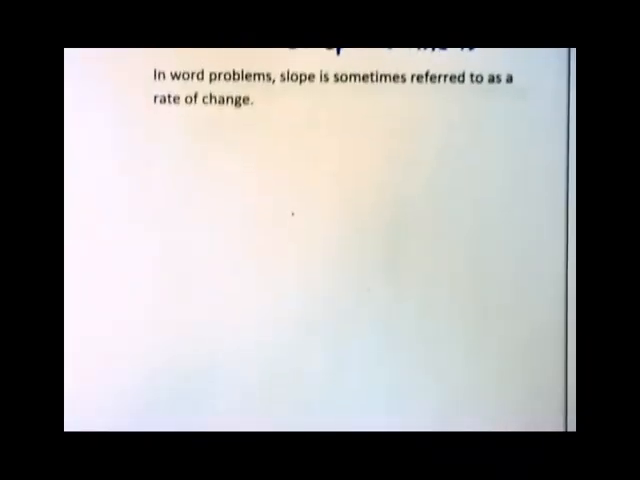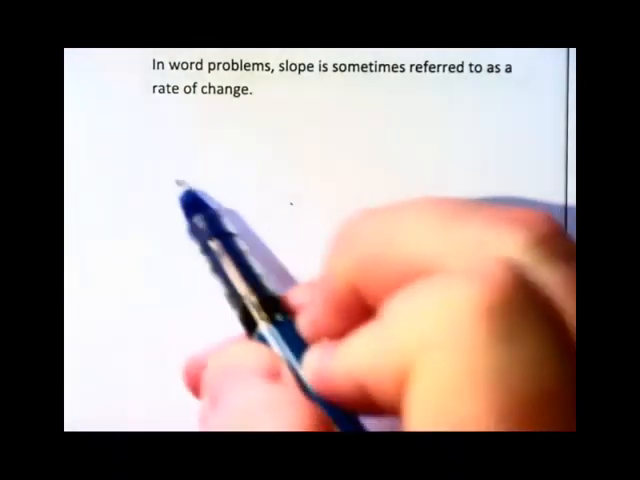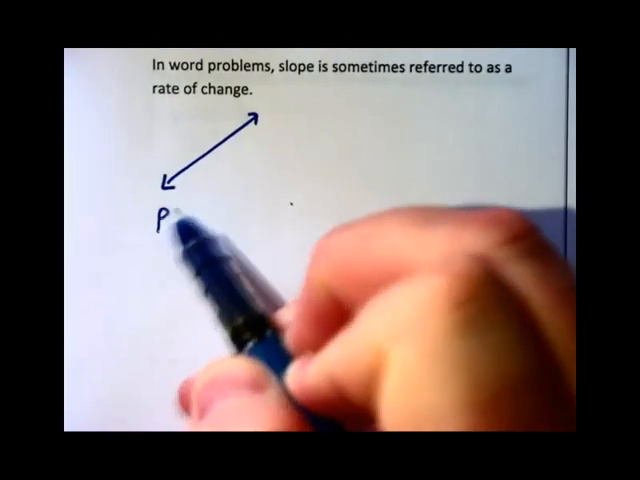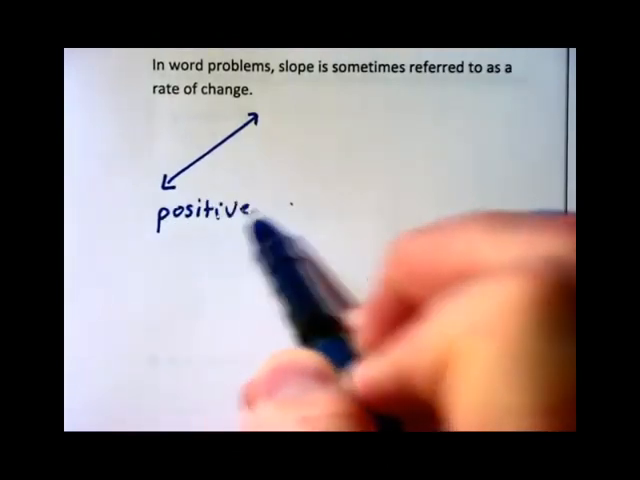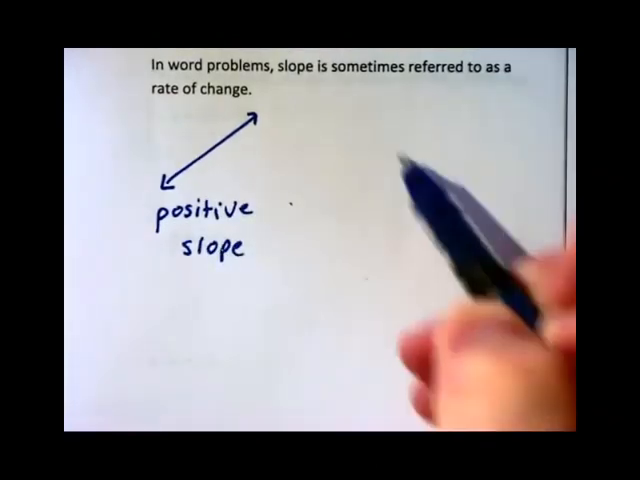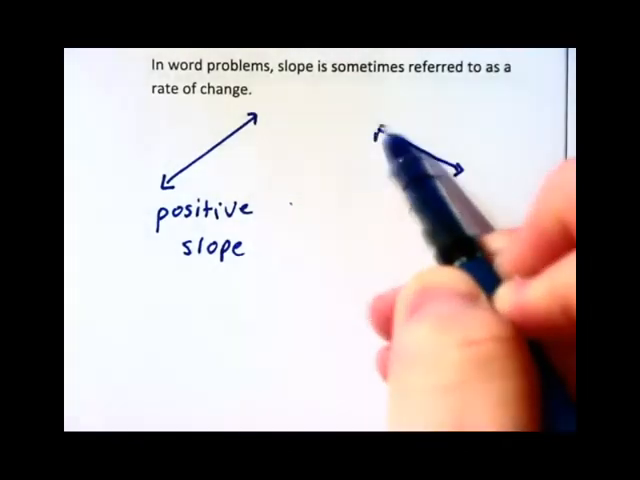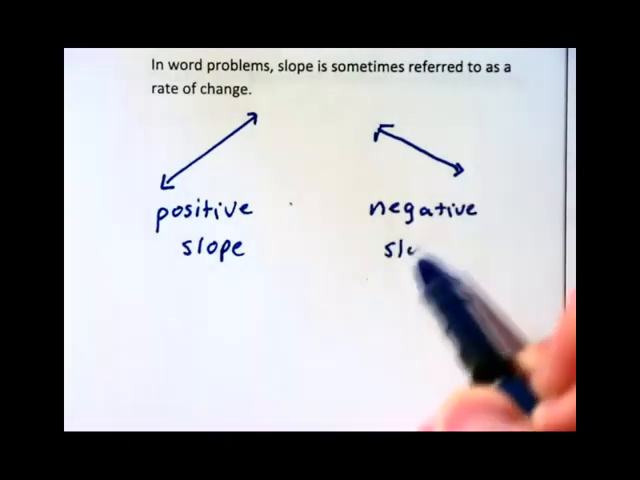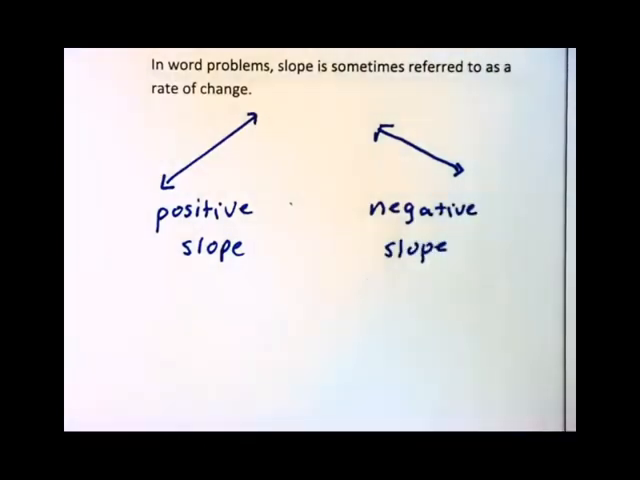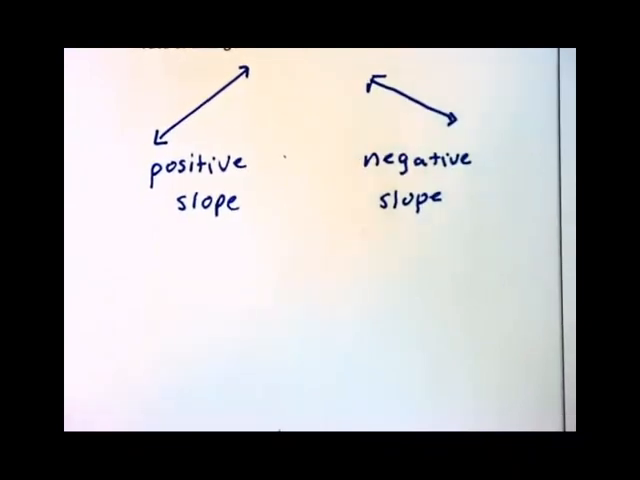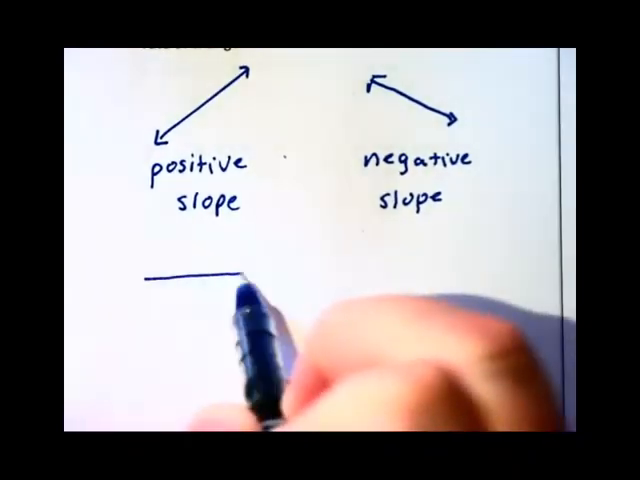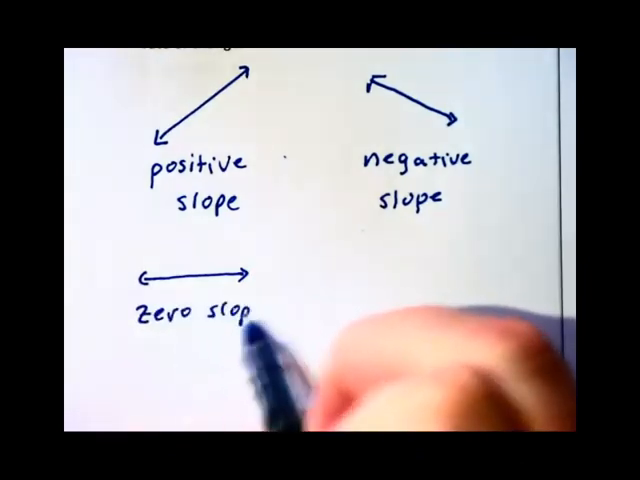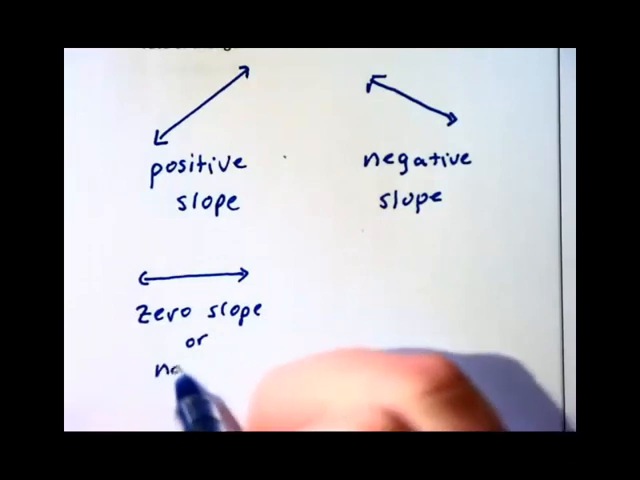Let's describe different types of slope. First off, if a line goes upward from left to right, we say that it has a positive slope. If the line goes downward from left to right, we say that it has a negative slope. If a line is horizontal, then we either say there is a zero slope or we say there is no slope.